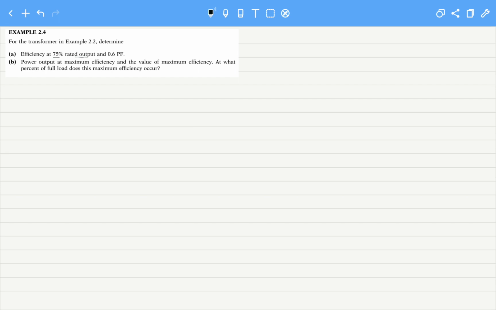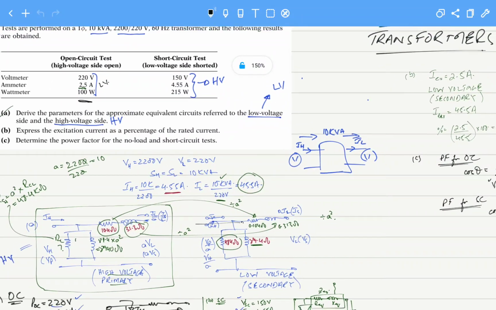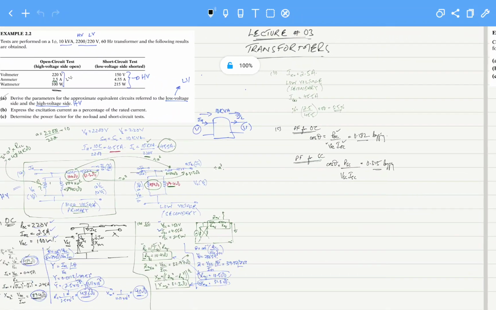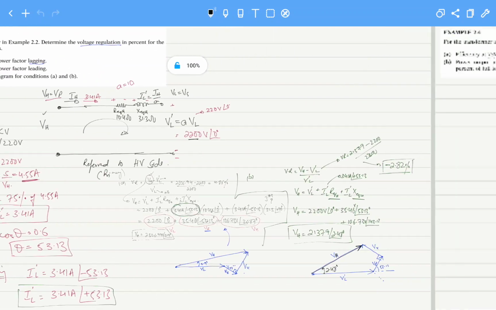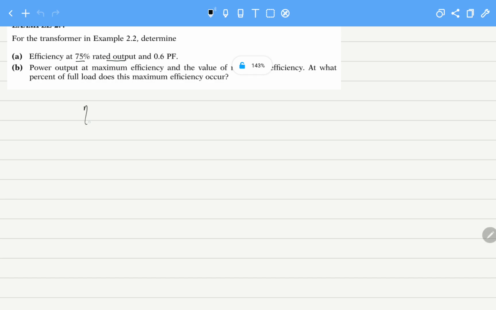So, this was the transformer. Actually, this is the transformer that we will be dealing with in this example. So first of all, let's look at the formula for our efficiency. We have P output over P output plus P losses. So what are the two losses? We know that they are the core losses. So we have P output plus P core plus P copper loss.